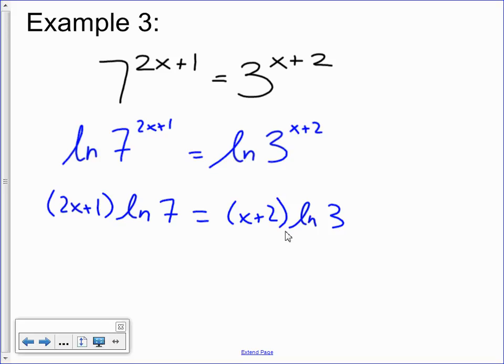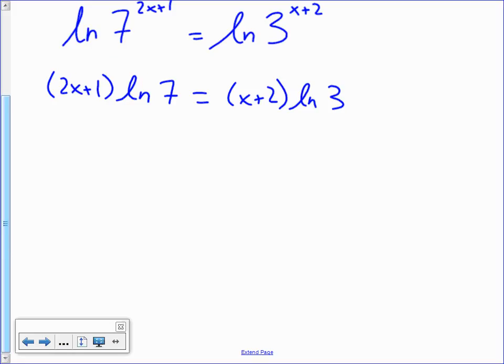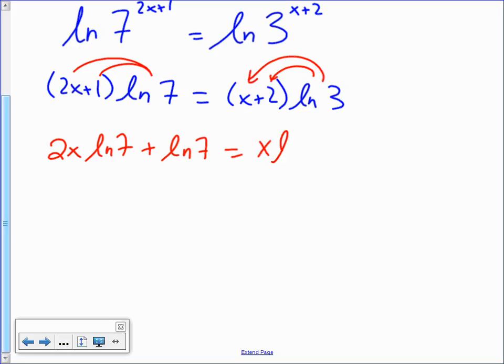Do you remember when we were finding the inverse, and you had x plus something over x plus something? The trick was to get all the x's to one side or the y's to one side and then GCF. It's the same thing. So you do need to distribute first. So you go 2x log 7 plus log 7, because 1 times log 7 is log 7, is equal to x log 3 plus 2 log 3.